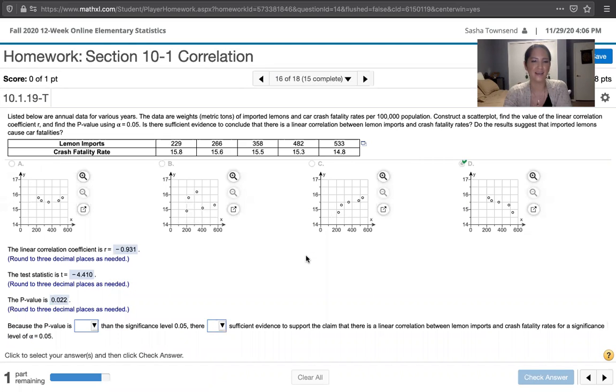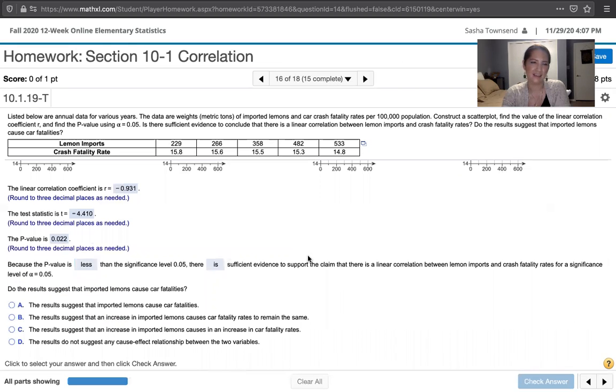Great. And then we compare it to the alpha value, that significance level of 0.05. Well, 0.022 is less than the significance level. So that means that this value of our test statistic t, which corresponds to the value of that sample statistic r, is improbable, given that the null hypothesis is true. So we will reject the null hypothesis. And that means there is sufficient evidence to support the claim that we have a linear correlation between lemon imports and car crash fatality rates at that particular significance level.